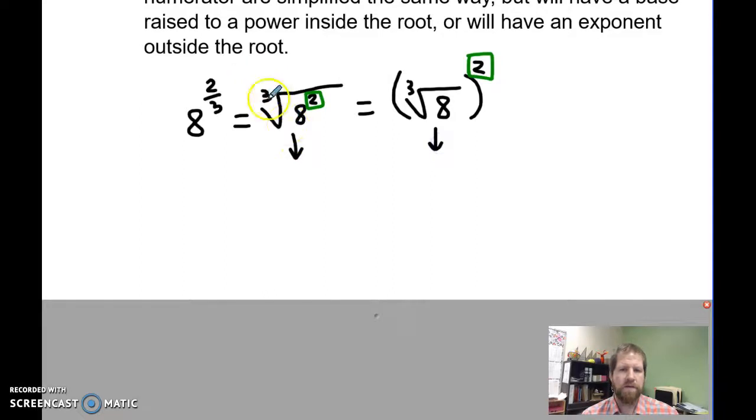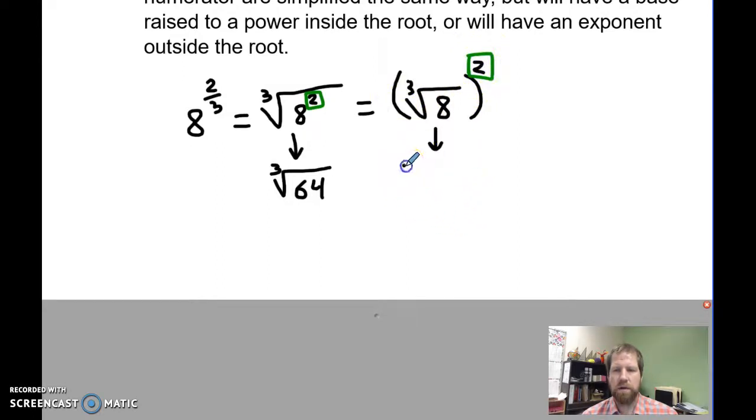So we have the third root of 8 to the second. Let's just do 8 to the second. 8 times 8 is going to be 64, and we have the third root of it. Now here we have our second power outside, so we have the third root of 8, and then we're going to raise it to the second.